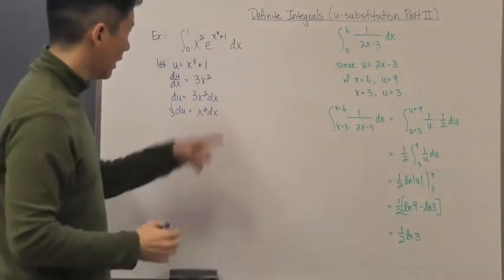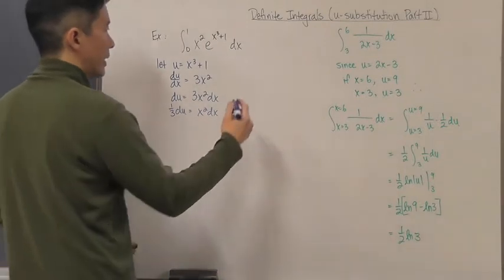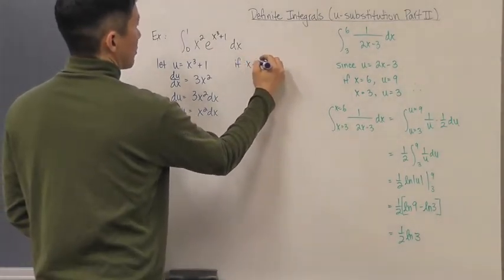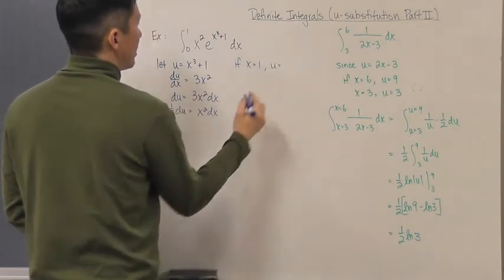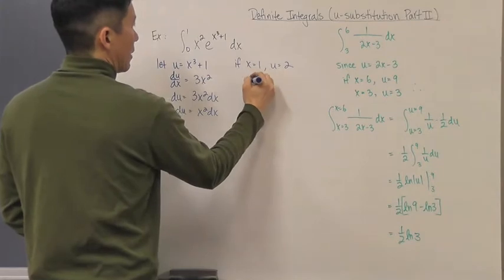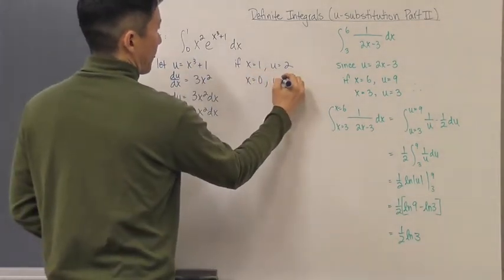Now, I'm going to go ahead and change those values. For me, it's simpler to do it at this step. So if x is equal to 1, then u becomes 2. If x is equal to 0, then u becomes 1.